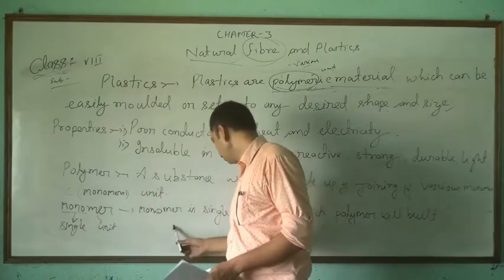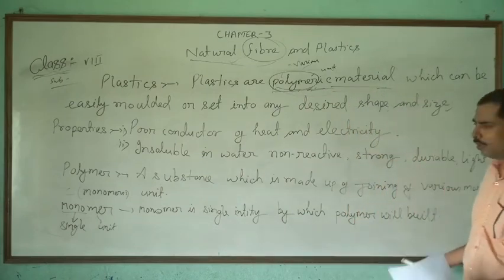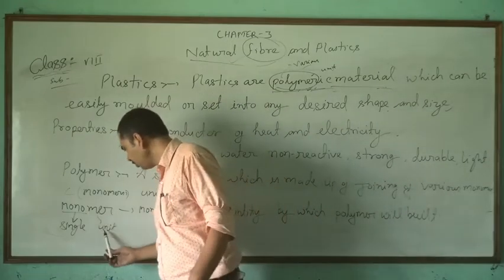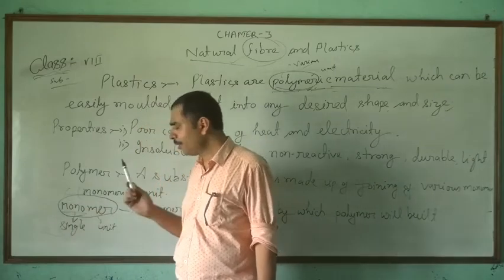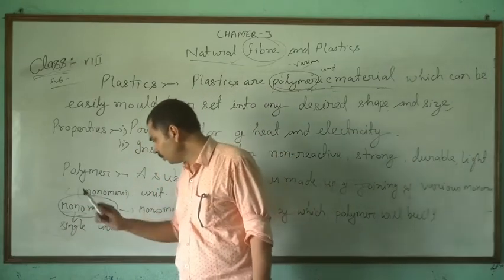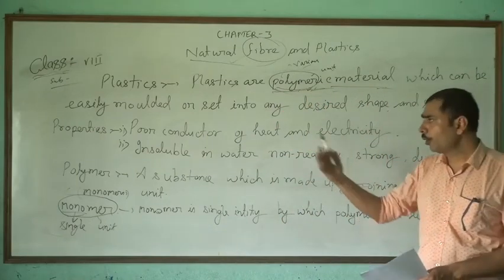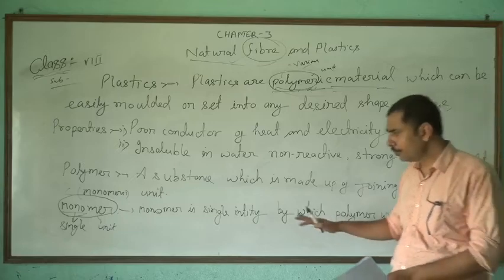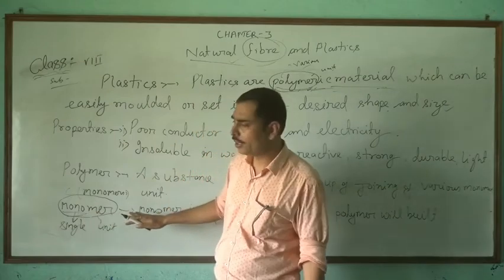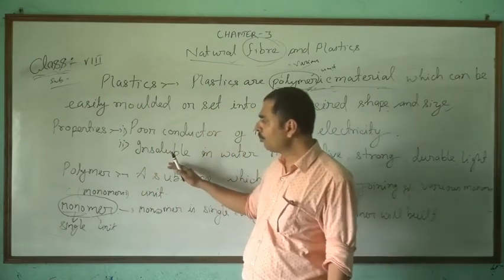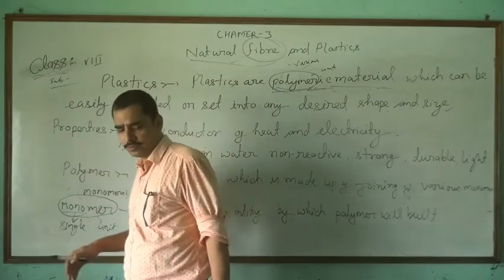And the monomer is a single entity from which a polymer is built. Mono means single and mers means unit. The single unit from which any polymer can be built is called a monomer. This is the basic unit from which the polymer will be built. On the basis of the combination of the monomer units, plastic polymers are of two types. We will study the types of the polymer.